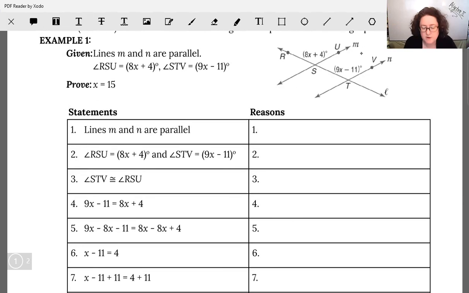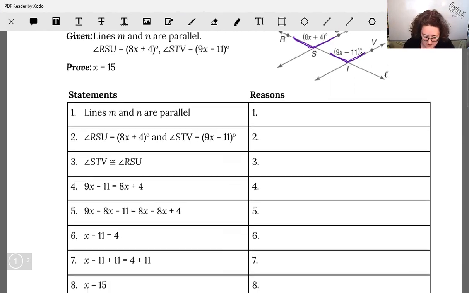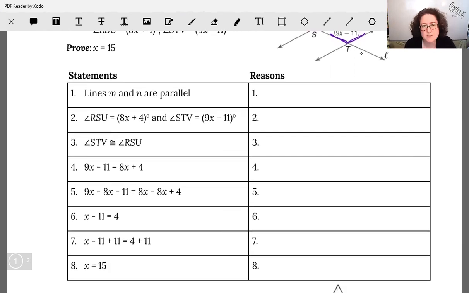So our first example, we are given that lines M and N are parallel. Angle RSU is equal to 8x plus 4, and angle STV is equal to 9x minus 11. We are trying to prove that x equals 15. So in other words, we're just solving this out and finding x. And if you look at the proof, even though this is a longer proof with 8 steps, you'll notice every single step is already written out for us. We just have to explain why each step is true.